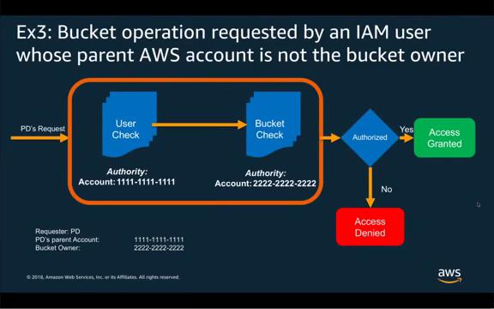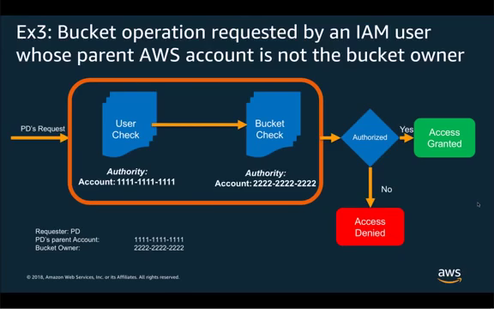In the third example, a bucket operation is requested by an IAM user whose parent AWS account is not the bucket owner. So PD, who's the IAM user here, belongs to account 1, but the bucket belongs to account 2. So in this example, the request is sent by PD. PD will need permissions from both the parent AWS account and the bucket owner. Because the request is from an IAM user, S3 will evaluate the user context check and check all the policies to see whether PD has the necessary permissions to perform this action.